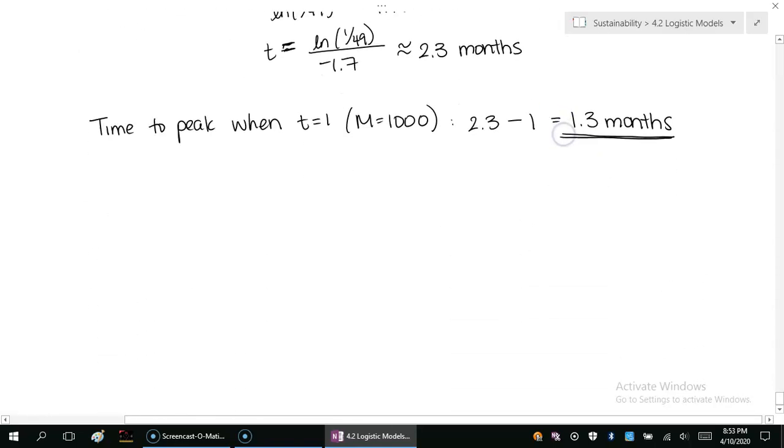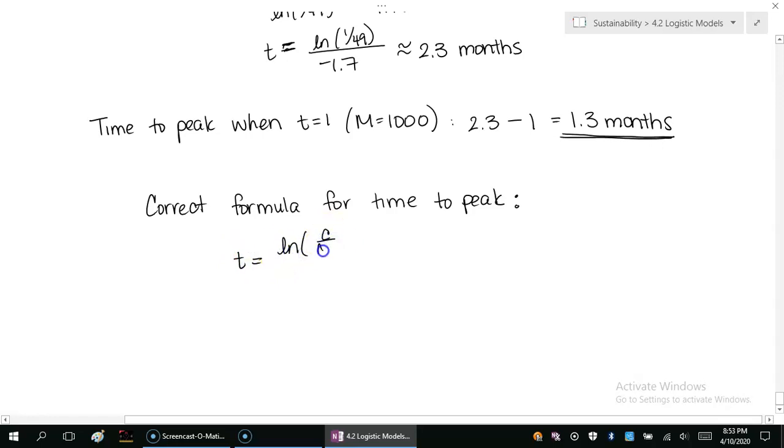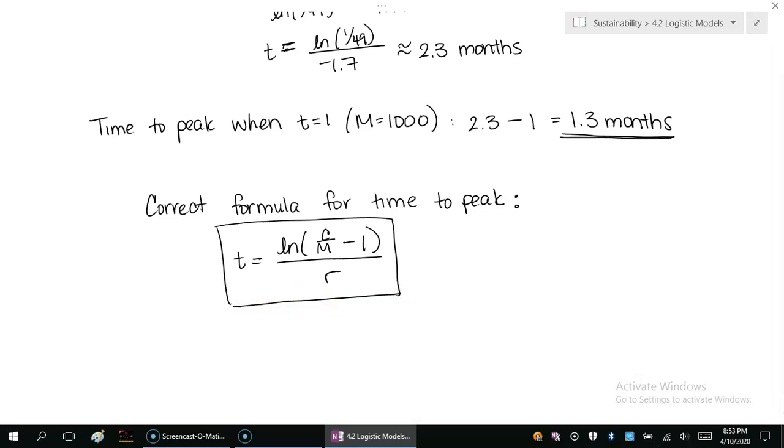But let me give you the correct formula then. So the correct formula for time to peak, if you're at a stock level m, is that the time it will take for you to get to the peak is the natural log of c over m minus 1 divided by r. So if you are answering a question about time to peak, make sure that you use this correct formula instead of the one in the book.